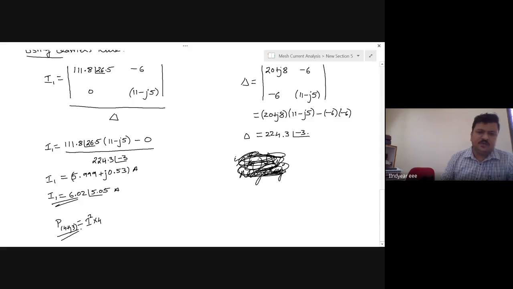So it is I square into 4. And what is the current now? It is 6.02 at an angle of 5.05. Whenever we are calculating power, you should remember I should not consider the angle of the current. If the current is in rectangular form, I should take the magnitude of it. I should never directly take I1 as 5.999 plus j0.53, squared, into 4.